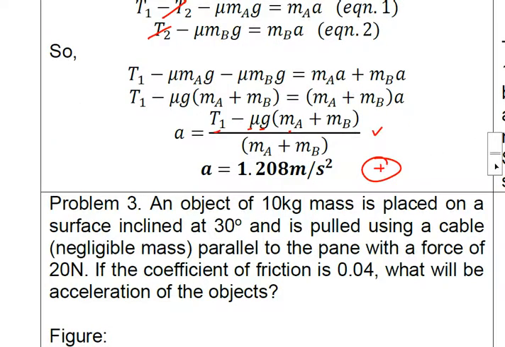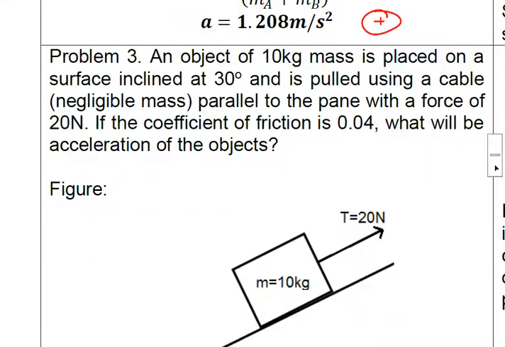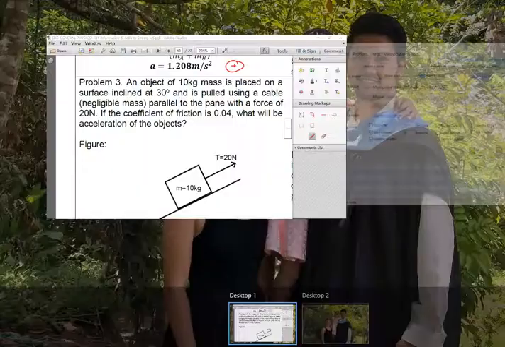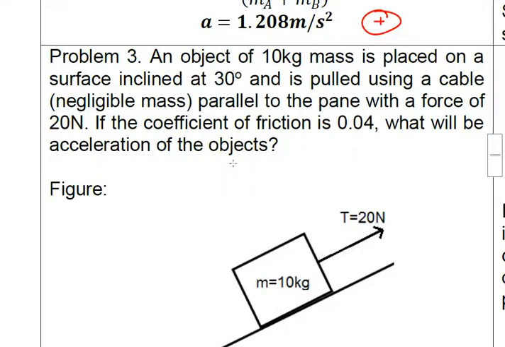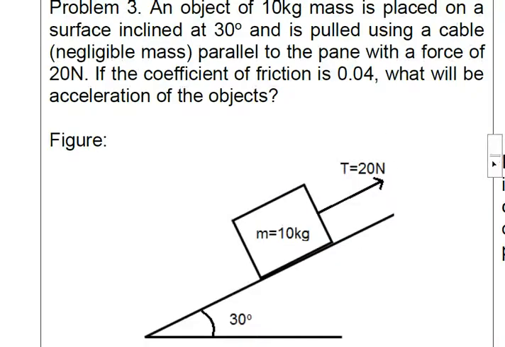Okay, so that's it. So the third problem that we're going to have is a problem wherein the system or the object is placed in an inclined plane. Okay, so you have here an object, 10 kilogram mass. It is being pulled upward by a tensional force which is 20 Newton. Okay, so you have here the angle of inclination is 30 degrees.